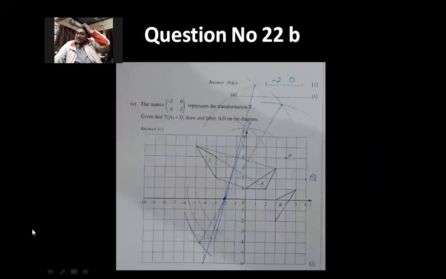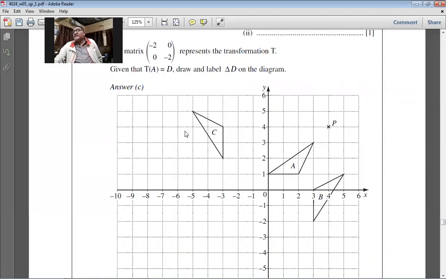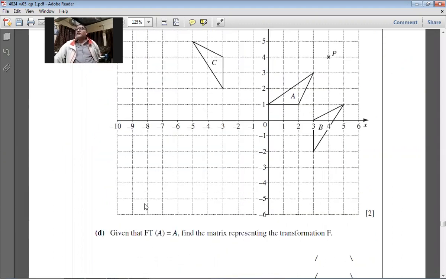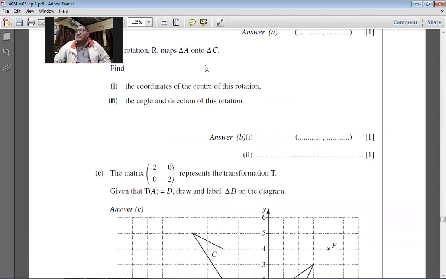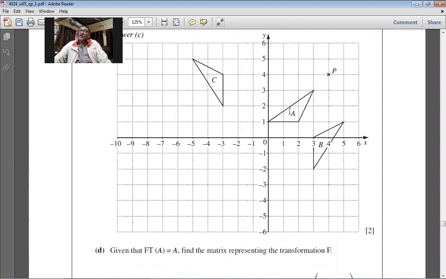Okay. Now the next question, he says the rotation R maps the triangle A onto triangle C. Find the coordinates of the center of rotation and the angle and direction of this rotation. So he says triangle A has been mapped onto triangle C by a rotation, and we want to find the coordinates of the center of rotation and the angle and direction of this rotation. You see, the A has been mapped onto C by a rotation.